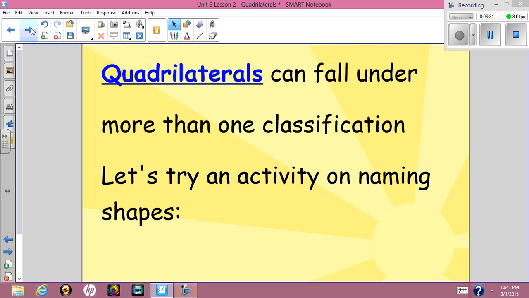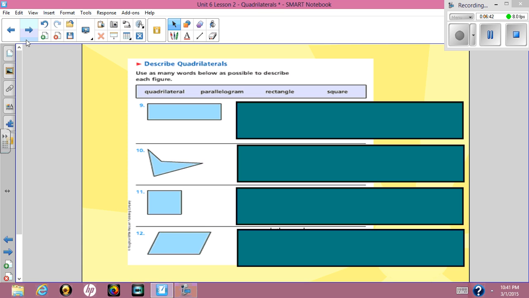Now, quadrilaterals can fall under more than one classification. So let's try an activity on naming some shapes with different attributes. We're going to use the words quadrilateral, parallelogram, rectangle, and square. Looking at this first shape, it's a rectangle. We can look at that and identify it as a rectangle.